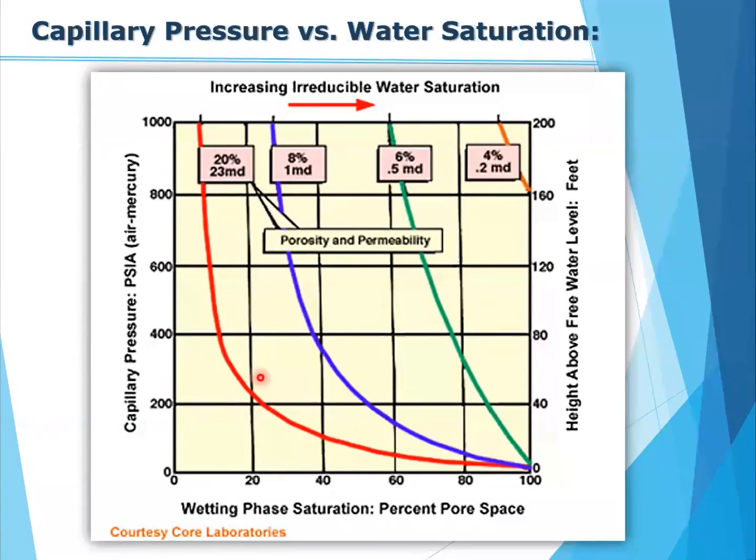However, when we go from the red line to the blue line here, we have 8% porosity, we have 1 millidarcy, and there already the picture is completely different. We see that we need to go many, many feet above the theoretical oil-water contact before we get an acceptable saturation of hydrocarbons.